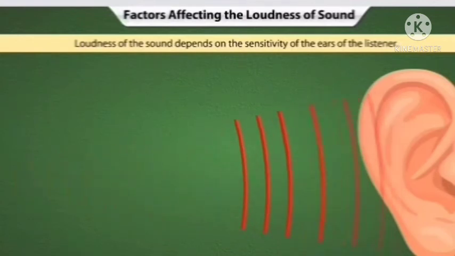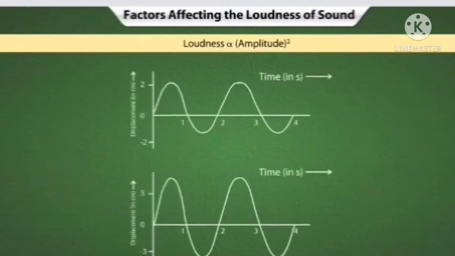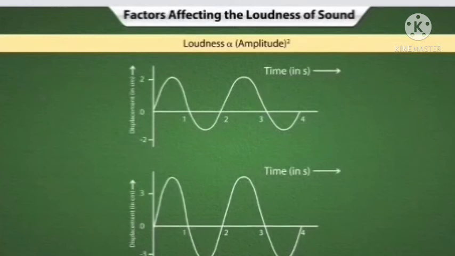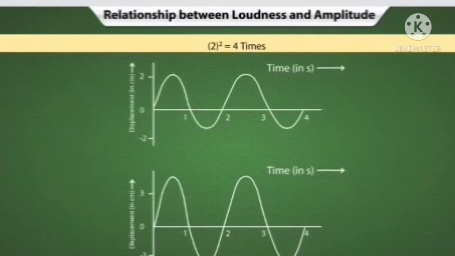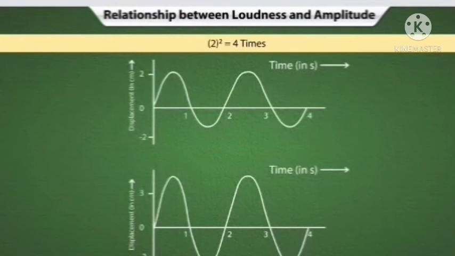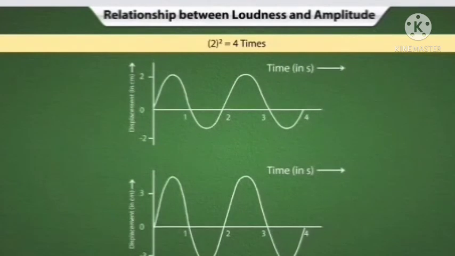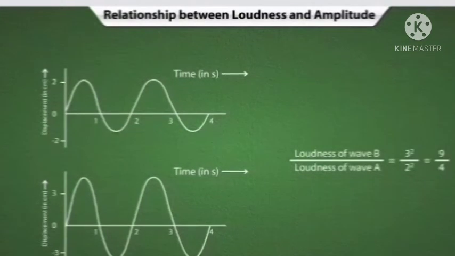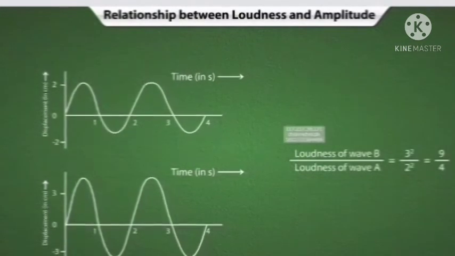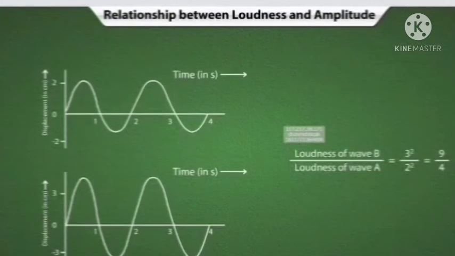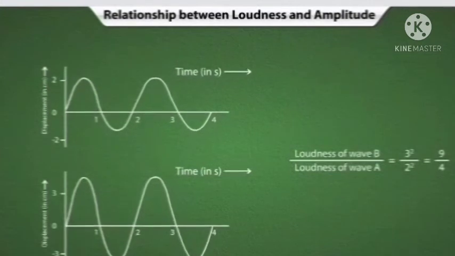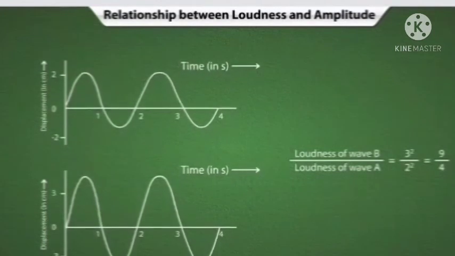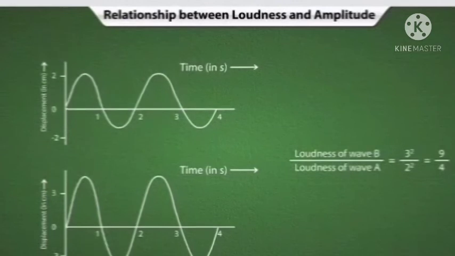But not so loud to the other listener. The loudness of sound is directly proportional to the square of the amplitude of the wave. It means that on doubling the amplitude of the wave, the loudness becomes 4 times. From the graphs A and B, we find the wave frequencies are the same, but the amplitudes are different, 2 cm and 3 cm respectively. Hence, we infer that the loudness of a wave is directly proportional to the square of the amplitude.